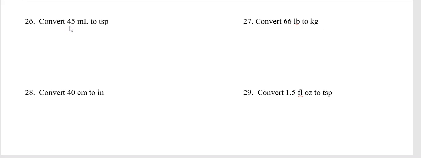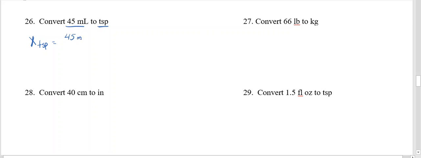And so I'm converting now 45 milliliters to teaspoons. So I'm going to go from metric to household. So again, I start out with what I'm looking for. I'm looking for teaspoons, and then whatever I'm given, the 45 milliliters over 1 times my conversion. So since milliliters is on top, milliliters goes to the bottom, and then teaspoons will go on the top.